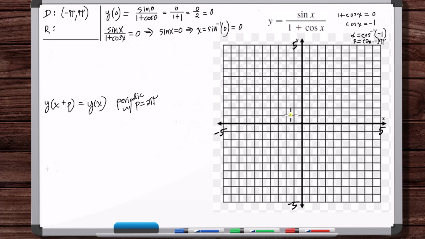That's the only intercept. We're going to draw one period of this function from minus pi to pi, so that's a period of 2 pi. In that one period, the intercept is only at 0, both x and y intercept. All right. So now for the other forms of symmetry, let's check for an even function.